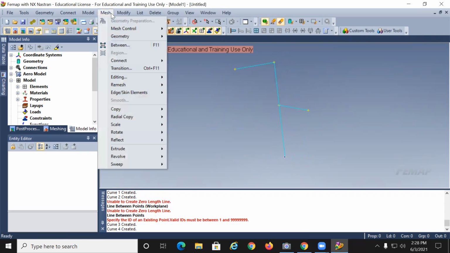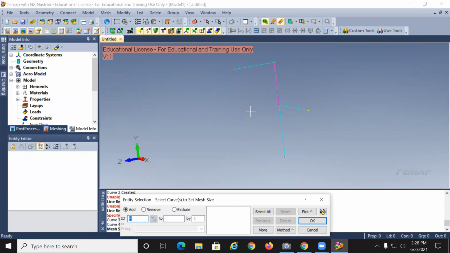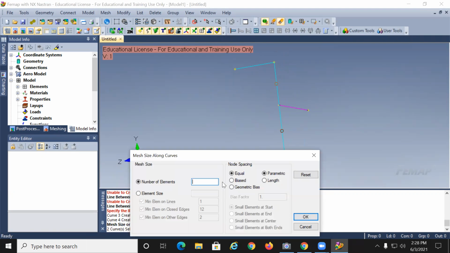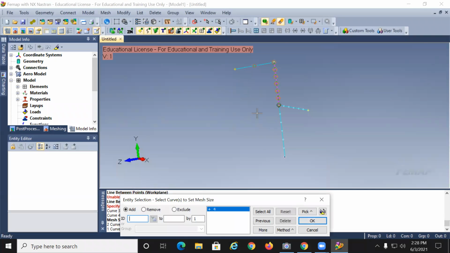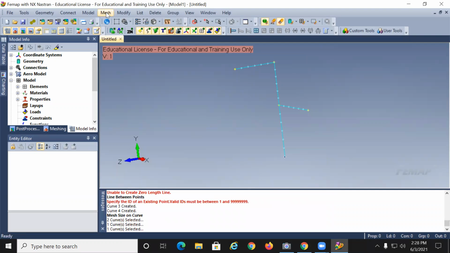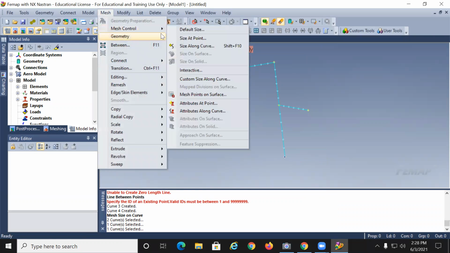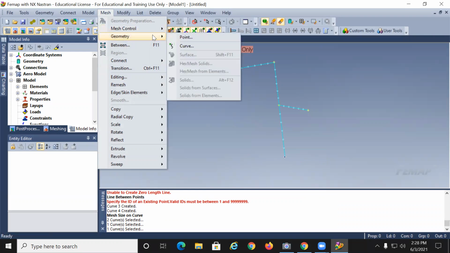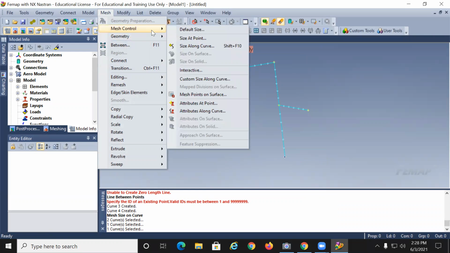So now I'm going to do mesh control, size along curve. How many do we want over here? Really should not matter. Let's put here 6 and 6, doesn't matter. I think it should work. This one we're going to put also 6, whatever, and 6. Cancel. Now I'm going to mesh. So now be careful with the mesh. Mesh, no, geometry, mesh control.